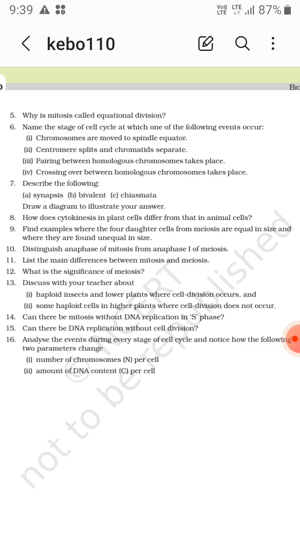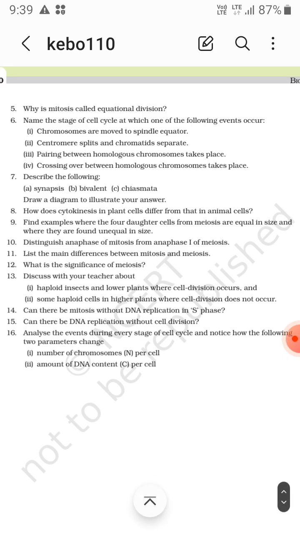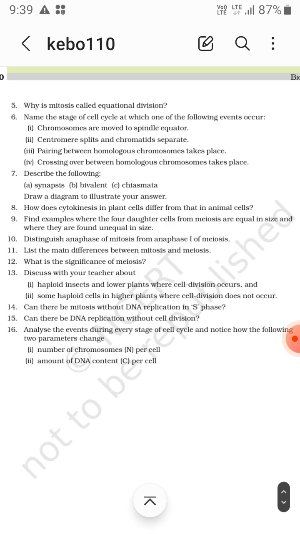Anaphase has no splitting of centromere, right? Distinguish anaphase of mitosis from anaphase 1 of meiosis. Anaphase both has a separation of chromosomes, right? Now list the main differences between mitosis and meiosis. Mitosis is an equational division, meiosis is a reductional division, right?